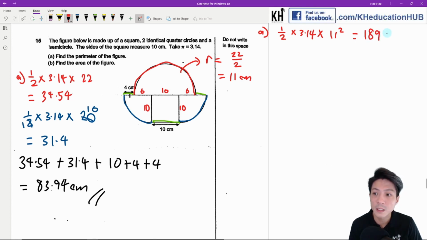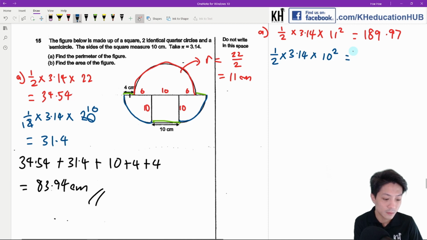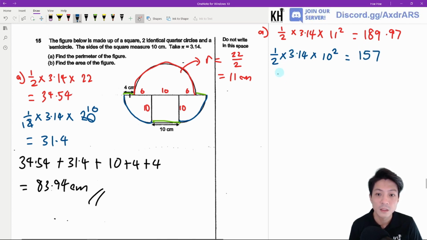Okay, it's 189.97. Next will be the blue semicircle, which is half times pi times r square. Okay, which is 157. And the last step will be to add the area of the square.